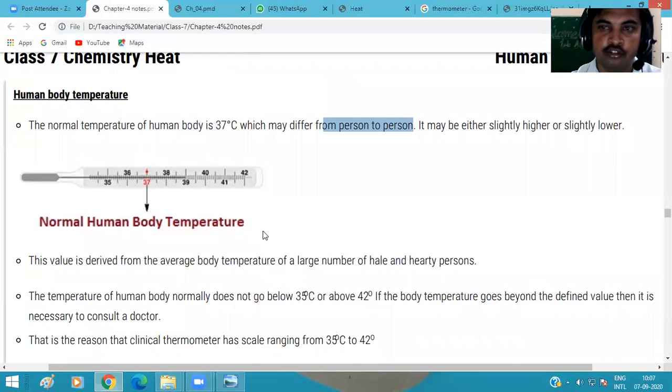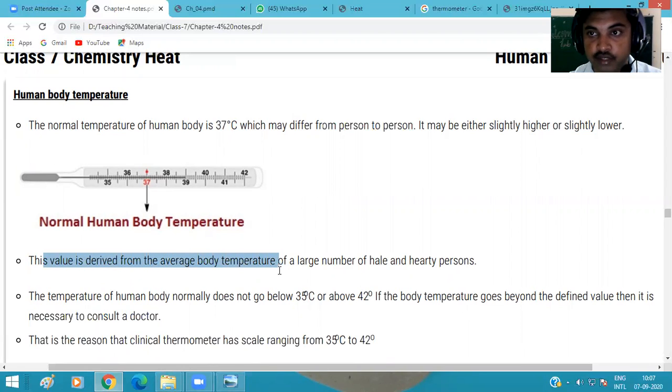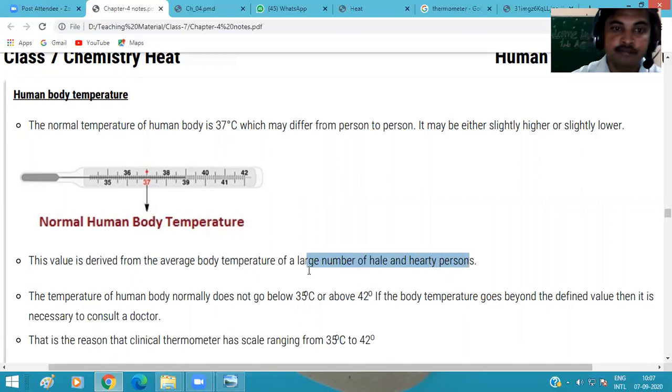If anyone asks you what the human body temperature is, you tell them that the human body temperature is 37 degrees Celsius. This value is derived from the average body temperature of a large number of hale and hearty persons. It means the scientists decided that 37 degrees Celsius is the normal human body temperature after a survey, after measuring the temperature of a large number of hale and hearty persons.